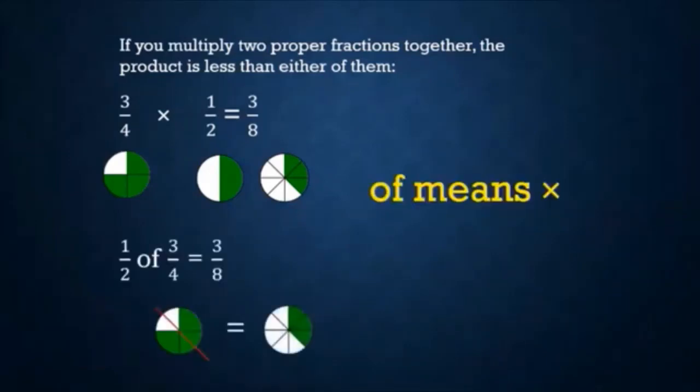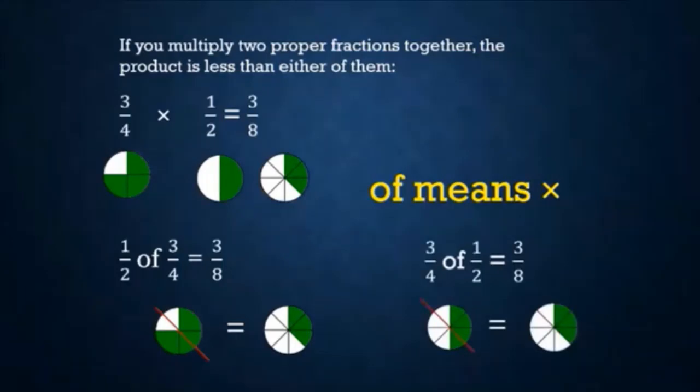We'll take another example. 1 by 2 of 3 by 4 is equal to 3 by 8. Of means multiplication. And if we reverse it, we'll still get the same answer: 3 by 4 of 1 by 2 is still equal to 3 by 8.